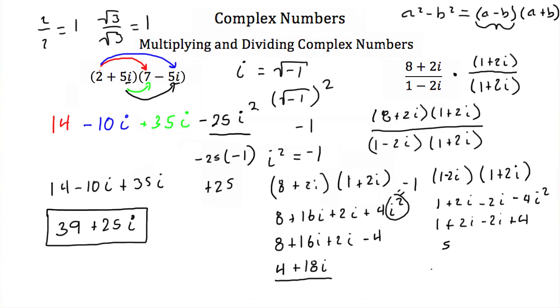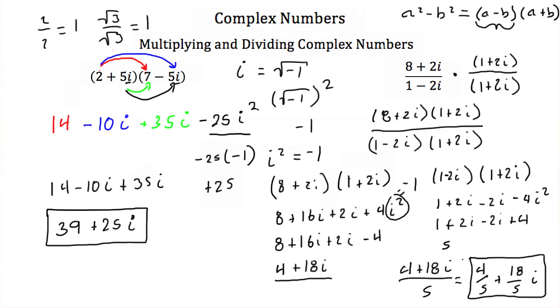So our solution then would be 4 plus 18i over 5. Or you could rewrite this as 4/5 plus 18/5 i. So to divide two complex numbers, you always just multiply by the complex conjugate, which is just the other form of our difference of squares. So if this was 1 minus 2i, then we multiply it by 1 plus 2i over 1 plus 2i.